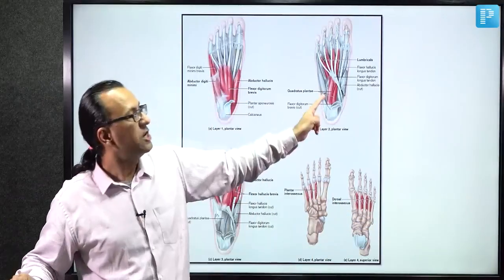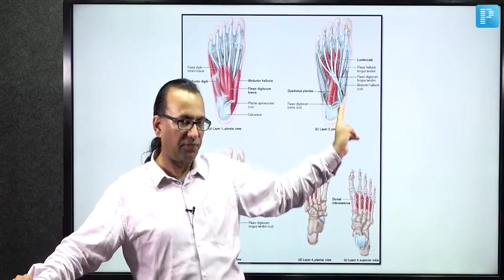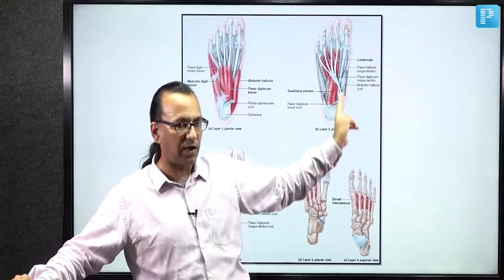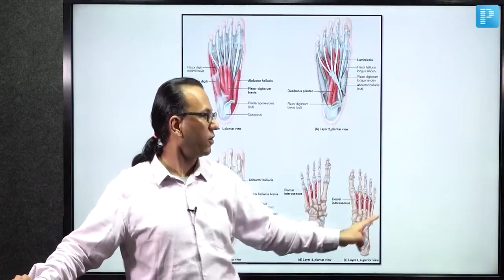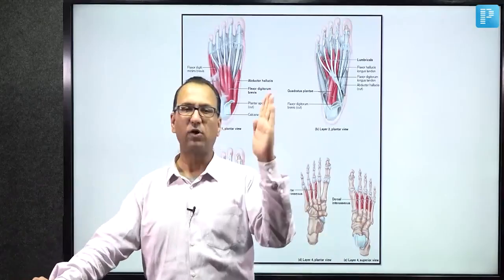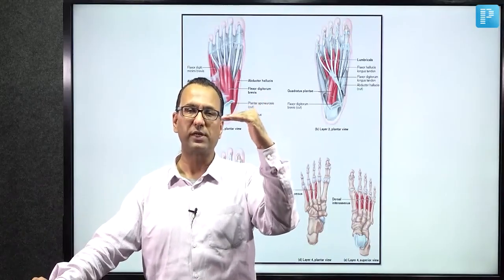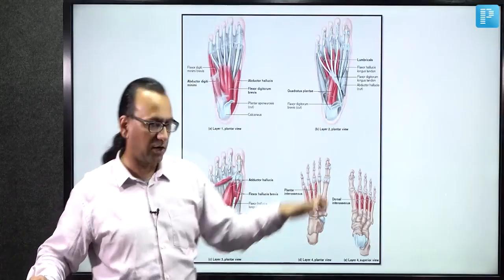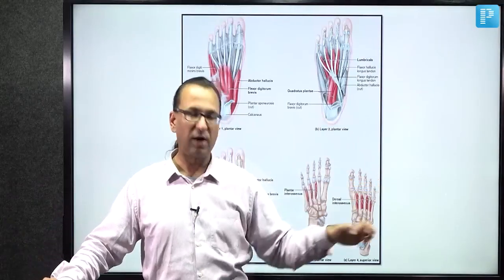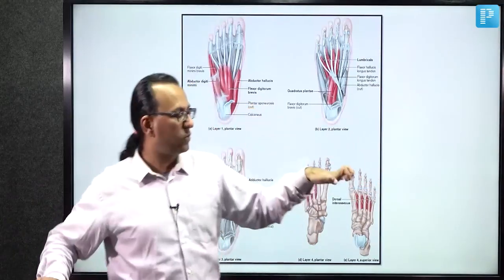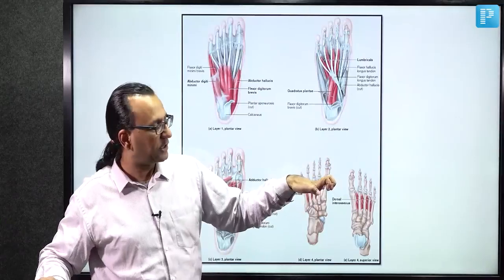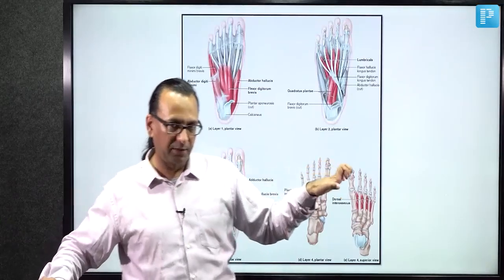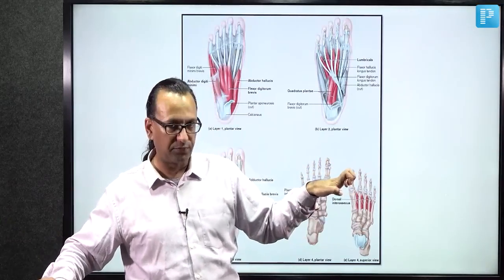Lumbricals are in the 2nd layer, which are coming from the tendon of the flexor digitorum longus coming from the calf region. The lumbricals and interossei together cause flexion of the metatarsophalangeal joint and extension of the interphalangeal joint. If the lumbricals and interossei were paralyzed, then there will be a claw foot deformity, like you have claw hand deformity in the upper limb. Now, what is claw foot deformity? It is the hyperextension of the MTP joint and the interphalangeal joint flexion.